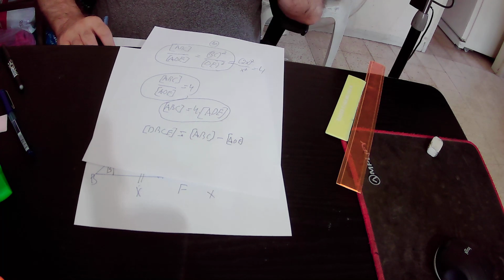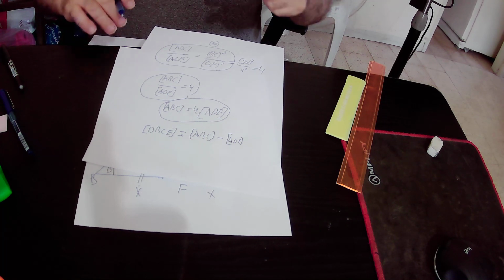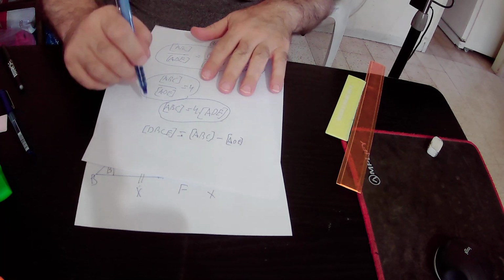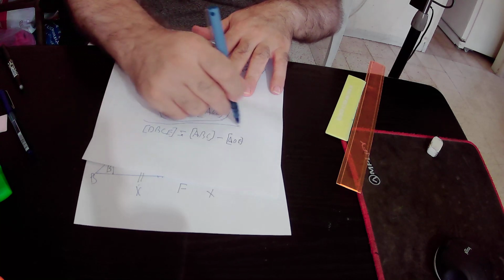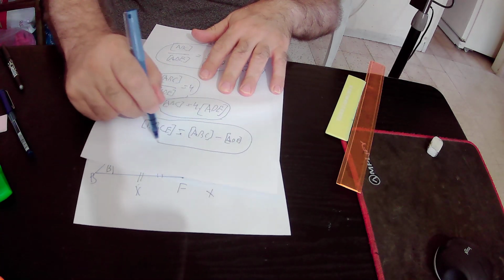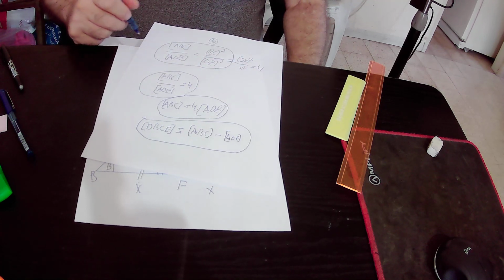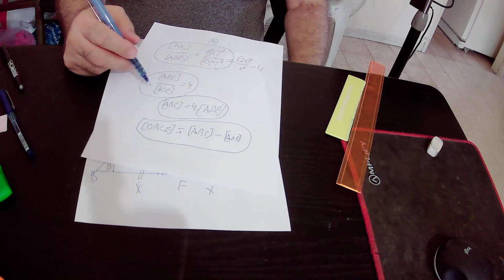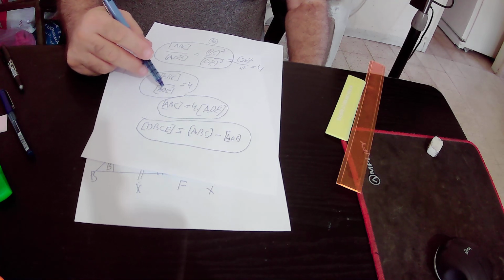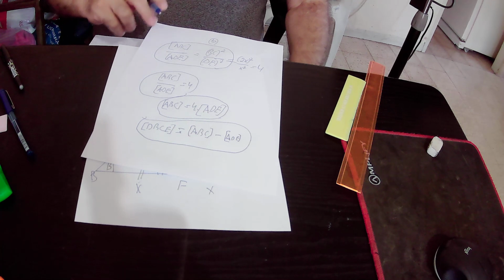So again, the area of quadrilateral DBCE equals the area of triangle ABC minus the area of the small triangle, triangle ADE. And we also found out that the area of triangle ABC equals 4 times the area of triangle ADE.